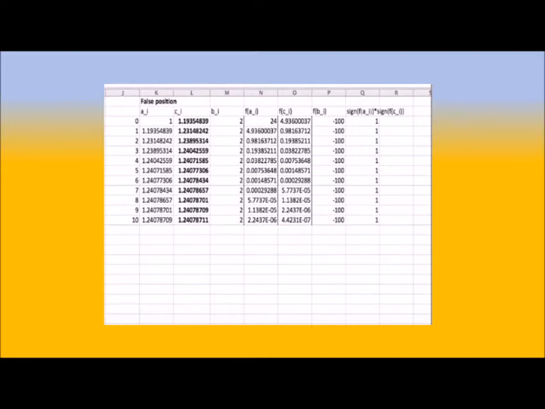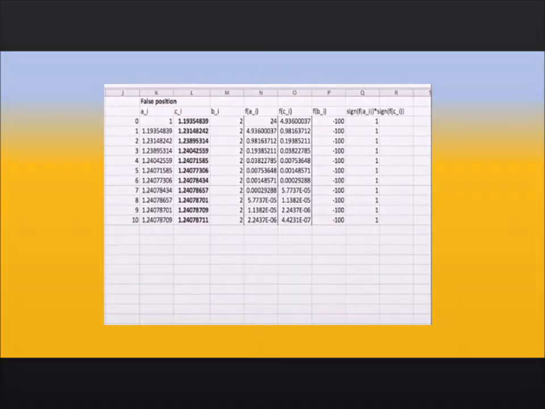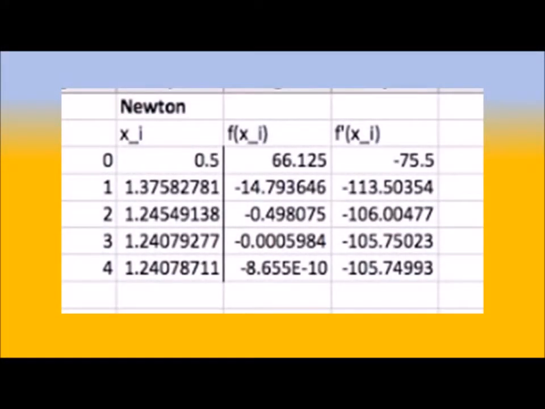Yes, so false position, you can see that we can get the answer after 10 iterations. So it is not as slow as bisection, but still it is slower than quadratic interpolation, because we got it after 3 to 4 iterations. Let's see further the Newton method in the next slide.